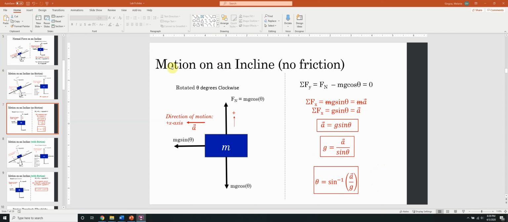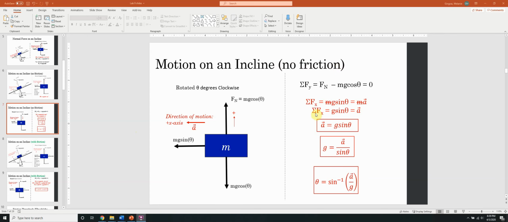So once again, this is our motion on an incline example where we have no friction. So this is just our picture rotated theta degrees clockwise, just to visualize our free body diagram a little bit more easily. Now, typically when you're asked to solve problems for motion on an incline, you're going to be finding the acceleration, you're going to be finding an experimental gravity value like you're going to do in Lab 9, or you'll be finding what the angle of a slope is for a given acceleration. Okay? So with no friction, this is a pretty simple thing, right?